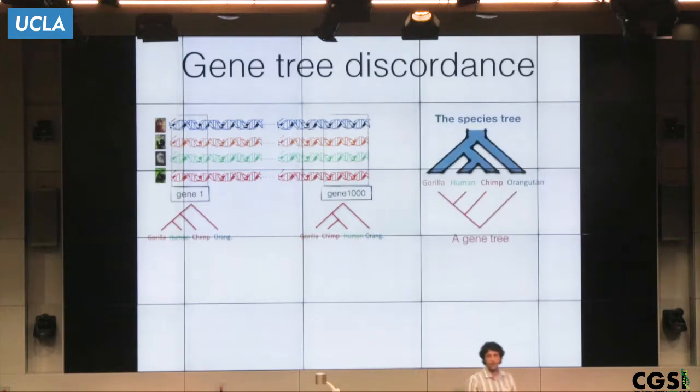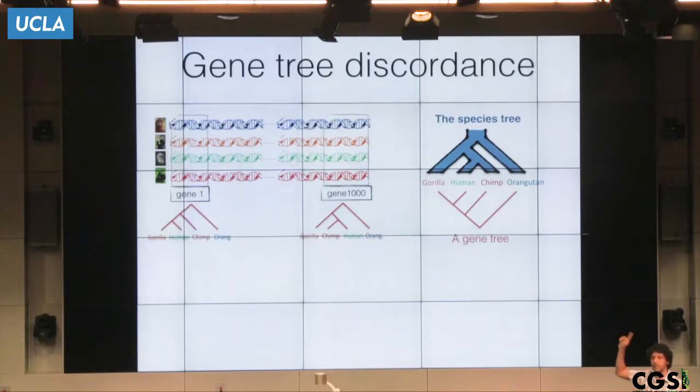Even though you can have phylogenetic discordance, in many cases, not always, it's still meaningful to think about one tree that captures the entire genome. We are going to call that the species tree, and the tree for each region, we call the gene tree. Why is it still meaningful to talk about the species tree?